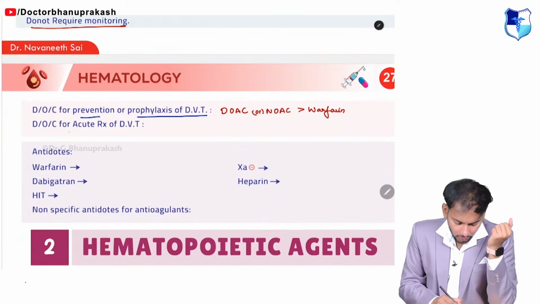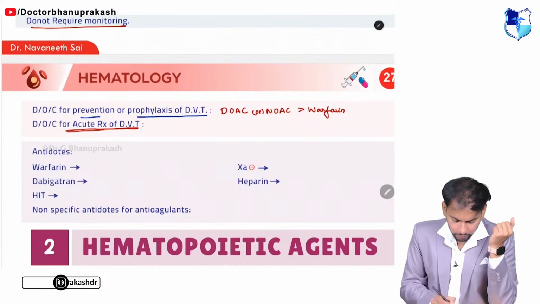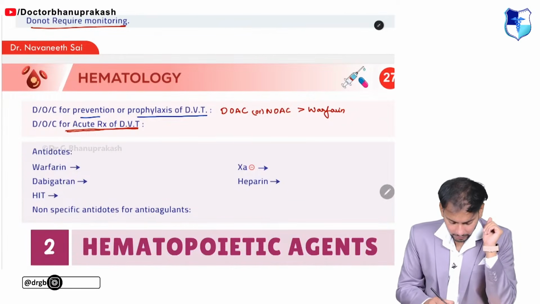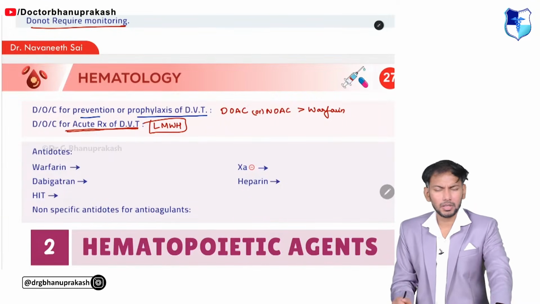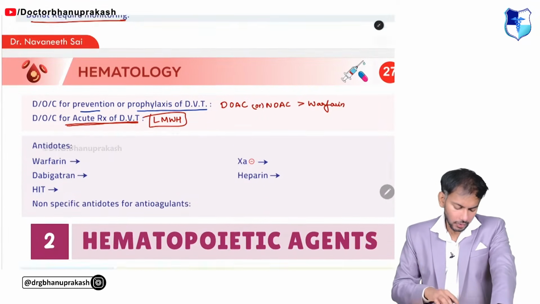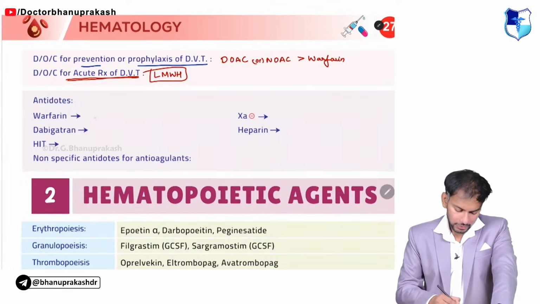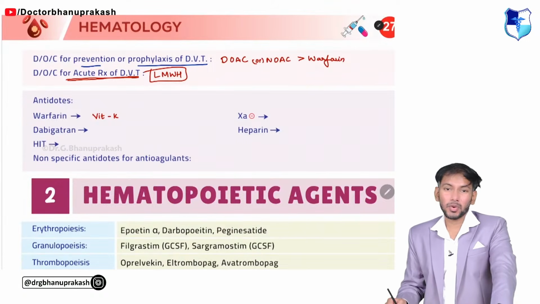Now, drug of choice for acute treatment of DVT. Here you have to give an injectable form, that is heparin. Low molecular weight heparin. That's all. This is about the DVT. Yes, you understood this much? Now, coming to the antidotes. What is the antidote for warfarin? It is vitamin K.